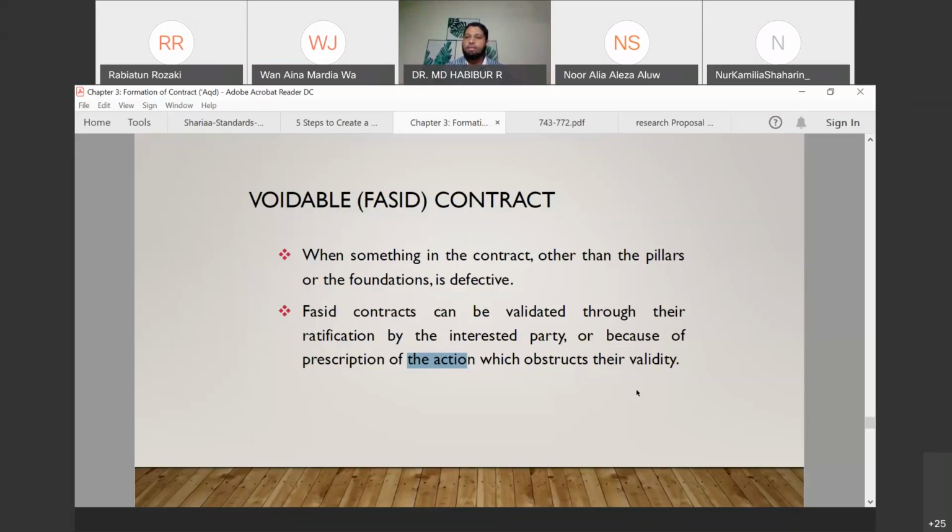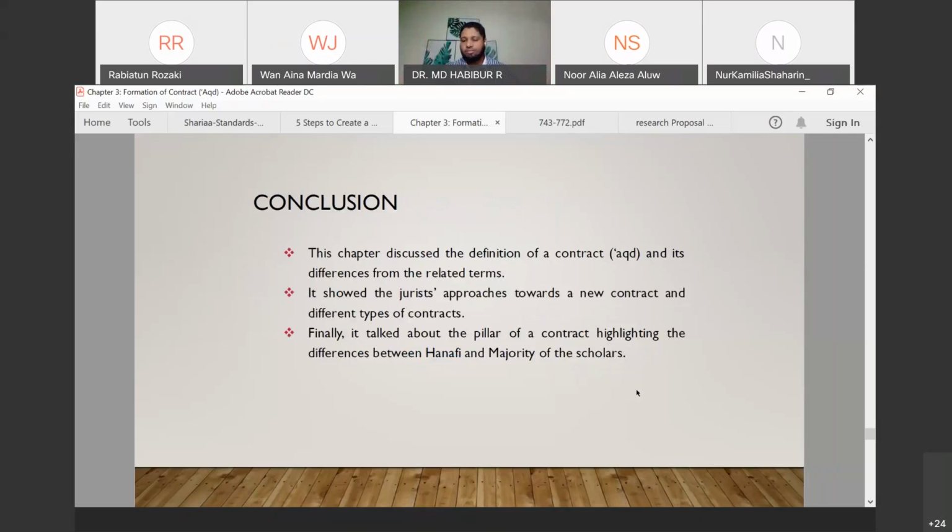So for Hanafi, there are three types of contract: Sahih, Fasid, and Batil. For the majority, only two: Sahih and Batil. Yes or no? Yes or no? But for Hanafi, yes, no, and in between. In between means later on it can go to no, or it can go to yes. This is called Fasid. Okay. So we finish the chapter. So we discussed the definition of contract.